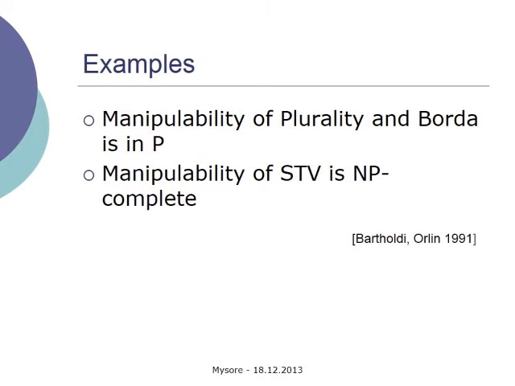And some examples are here. If you use plurality and Borda, which are very natural to use, unfortunately, while they have many desirable properties, they are very easy to manipulate. Manipulability of these two is in P. STV instead, and this is a bit predictable because STV has a sequential nature, so it's difficult to understand what will come out if you submit false preferences, but this is just an intuition. STV is one of those rules which is NP-complete to manipulate. So STV has some nice properties, but it also has another nice property: it is computationally difficult to manipulate.